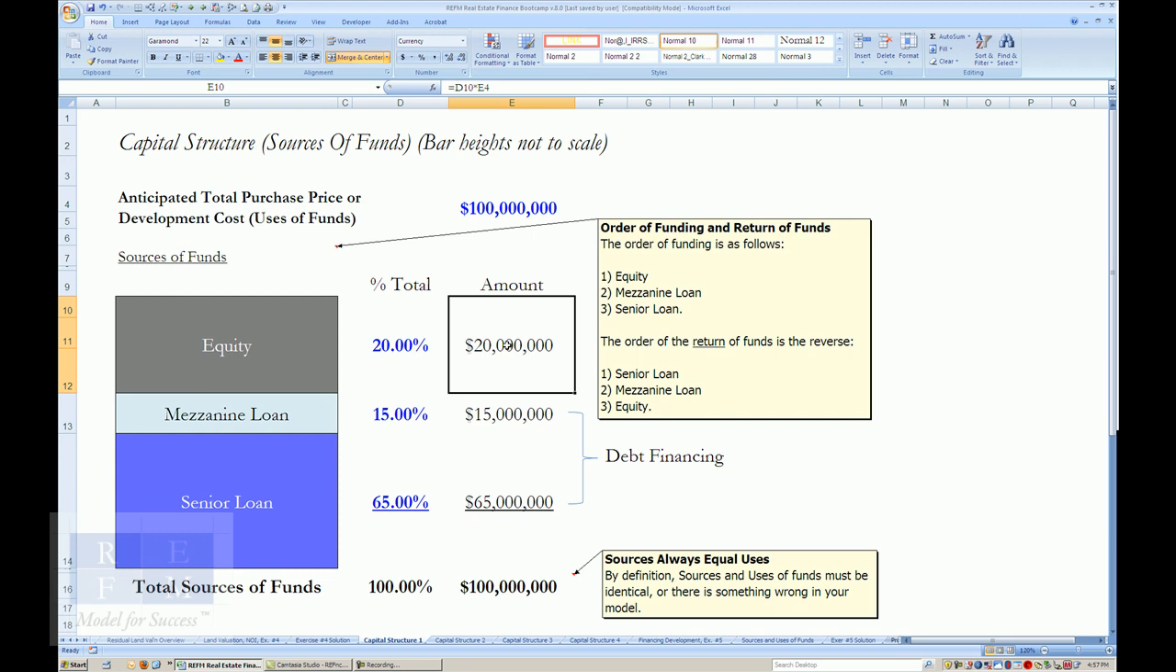The senior loan is the safest, most secure capital in the investment because it is collateralized by the real estate itself. The equity is the riskiest because it has the residual claim on cash flows, and the mezzanine is the second riskiest because it is secured by the equity in the transaction.